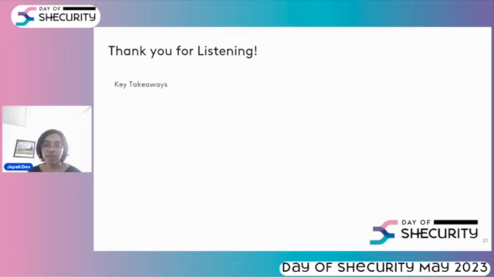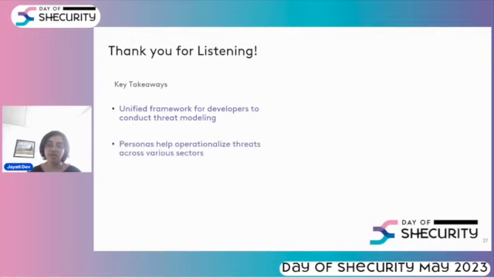So with that, we wrap up our session. To sum up, we present a unified framework for conducting threat modeling in organizations that leverages existing frameworks and personas. This helps us classify privacy findings for applications.